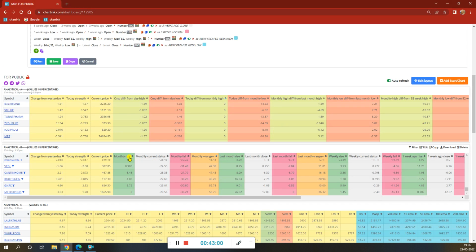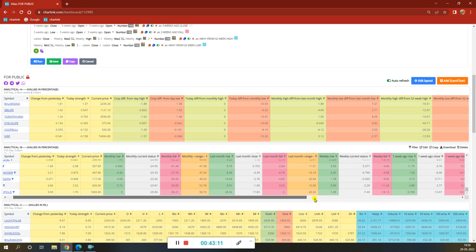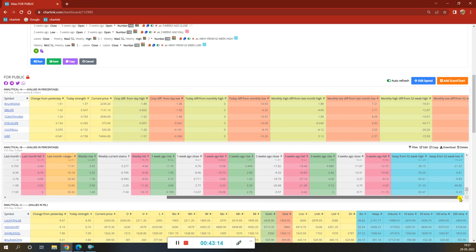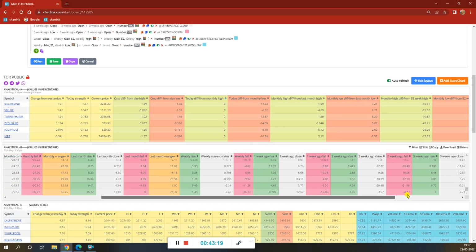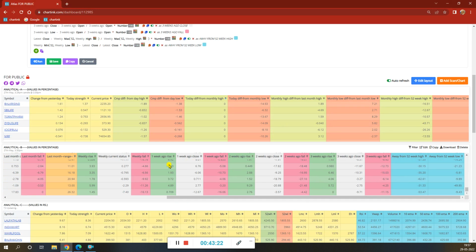The same concept is applicable here. Last month rise, last month close, last month fall, last month range. Weekly rise, current week status, weekly fall, 1 week ago rise. Similarly, you can keep on understanding, the logic is the same. This is the monthly explanation which I have given to you all, and this is the weekly. If we want to know what exactly has happened in the last week, what is happening in the current week, what happened last week, the second last week, the third last week, because in a month there are approximately 4 weeks, right? So we can figure it out by looking at these values.